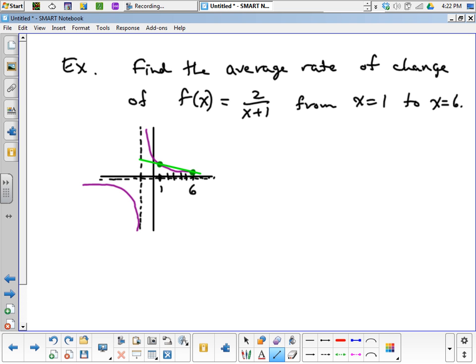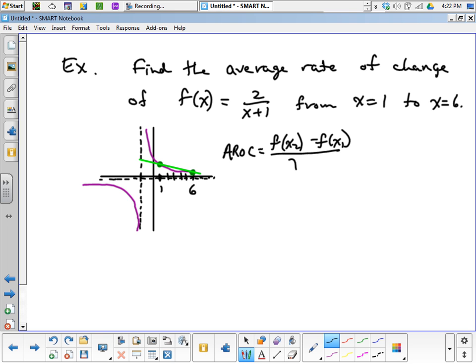So the first thing I need to do is find those 2 green points, or I won't be able to find the slope. Here begins the process. You write average rate of change is f of x2 minus f of x1 all over x2 minus x1. The given x's in this problem are your x2 and your x1, so it doesn't really matter which order you pick. I would probably pick the second one to be x2. So for this problem we're talking about f of 6 minus f of 1 all over 6 minus 1.